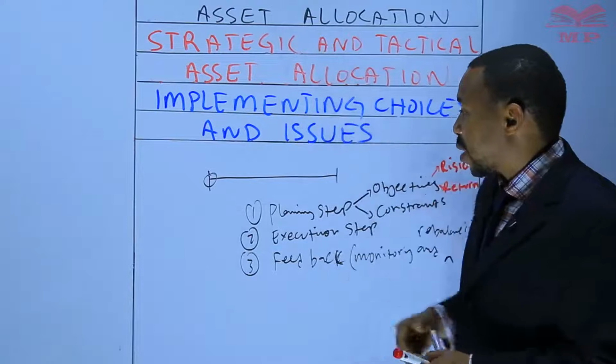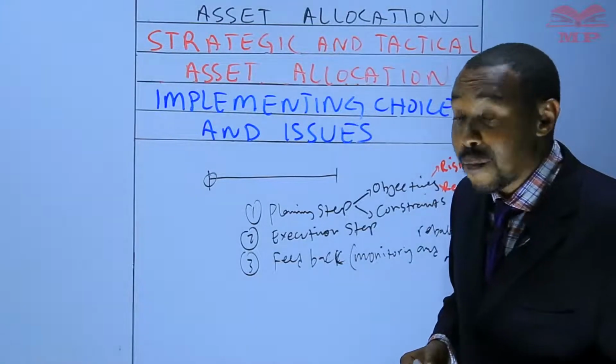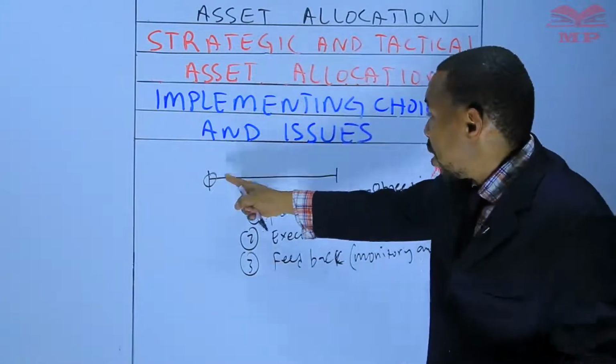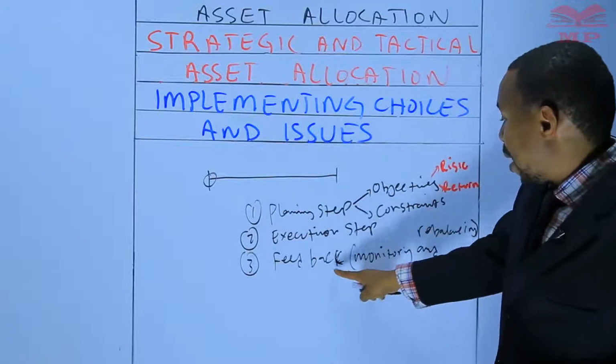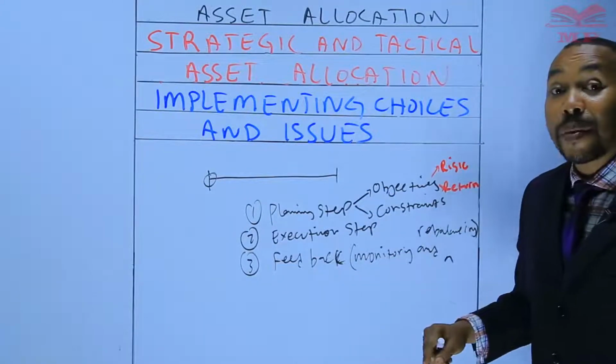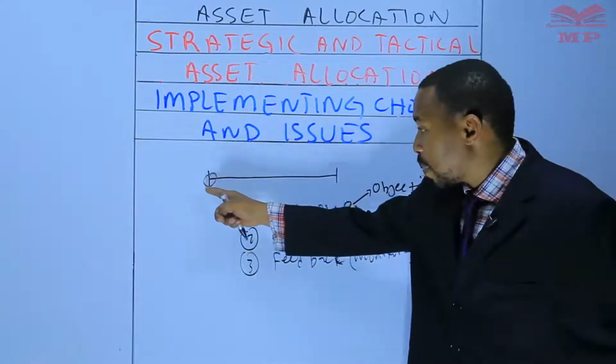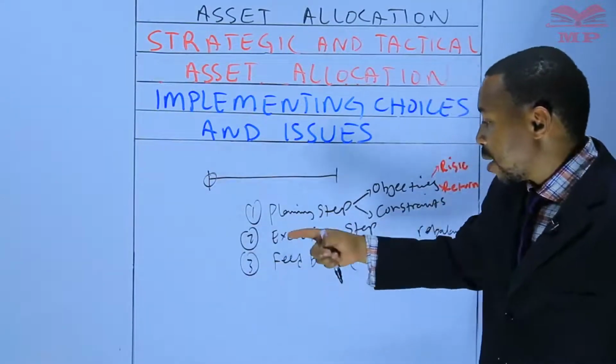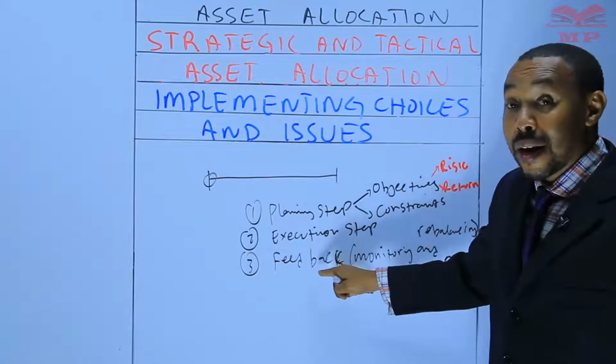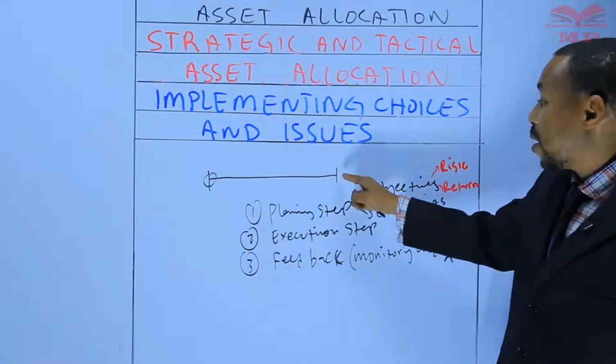What I'm trying to explain now is that this portfolio management process, in the context of strategic asset allocation, has a long-term view. The feedback or the monitoring and rebalancing takes place after a very long period of time. Once you formulate the portfolio, you go to planning, execution, and the feedback or the monitoring and rebalancing takes place after some time.